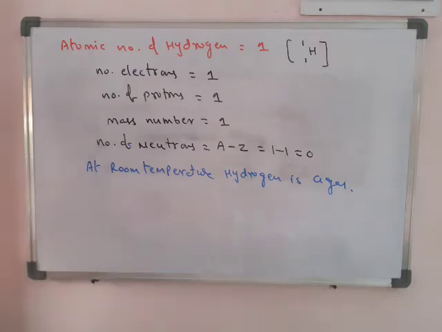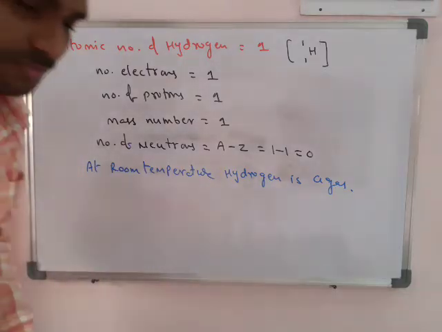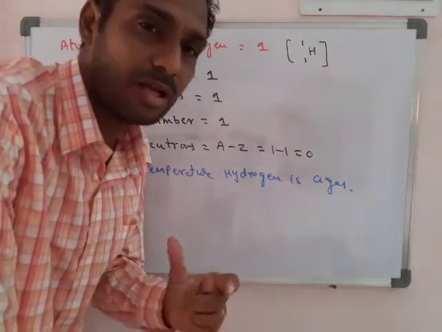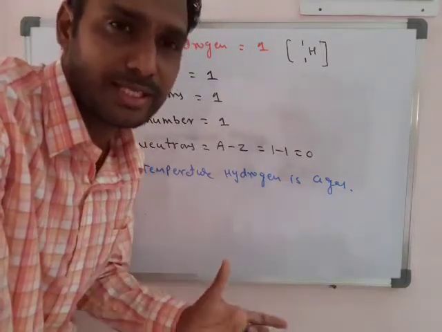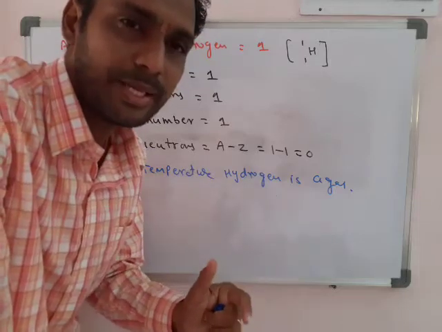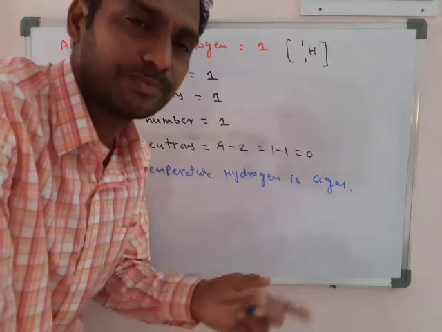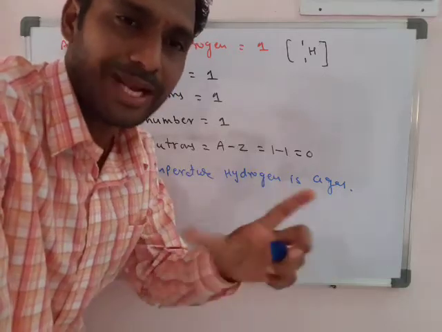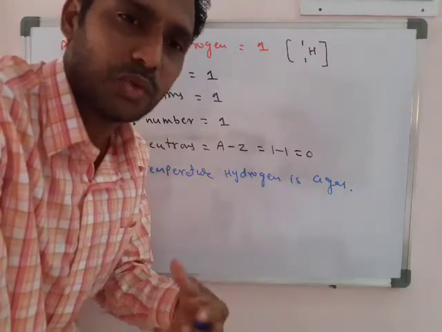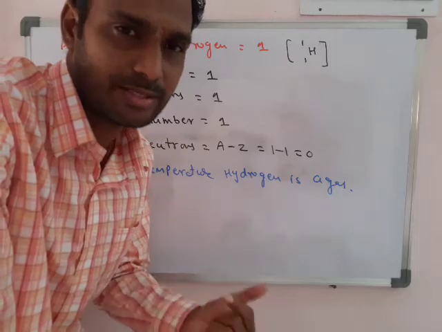Next, it is the lightest gas. It is the lightest gas among all the elements. Among all the elements, the lightest element is this one. The lightest element is also among the gases already. So, the lightest element among all, and among all the gases also, the lightest gas.